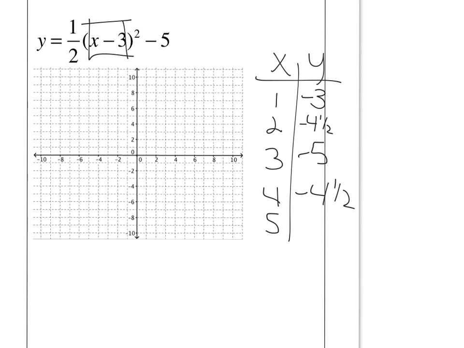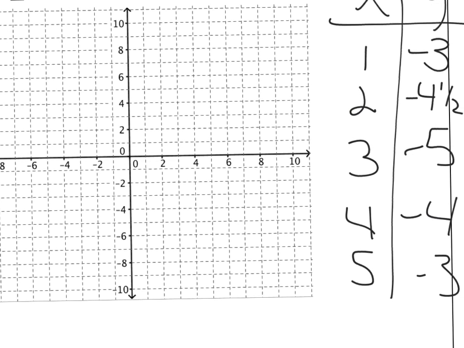And then 5 minus 3 is 2. Squared is 4. Times a half is 2. Minus 5 is negative 3. So 3, negative 5. I'm going to zoom in so I can graph this better. 3, negative 5. That's not 3, negative 5. What did I just do there? 3, negative 5. I don't know how to count.